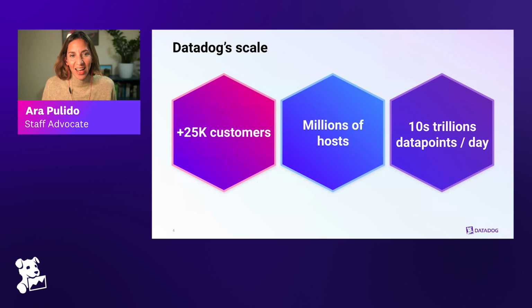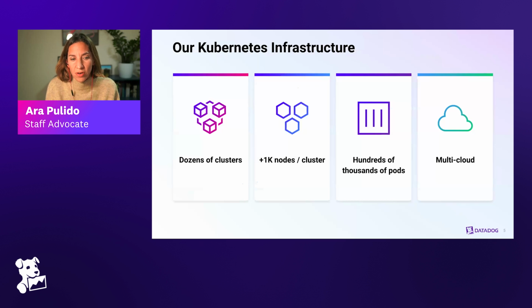Fantastic. Thank you. Just to start, one of the things that we always do is give you an idea of the Datadog scale, because some of the solutions and decisions that we make in our engineering infrastructure are related to this. Datadog has more than 25,000 customers, and we are an observability platform, so we are collecting telemetry from all those customers, and that adds up to collecting telemetry from millions of hosts. That translates to tens of trillions of data points per day that we need to ingest and process. And we run all of this in Kubernetes ourselves.